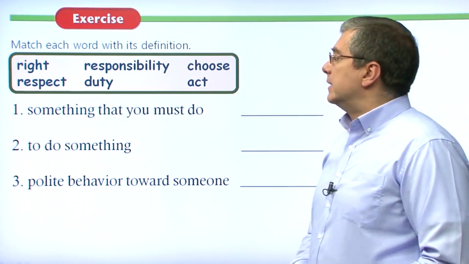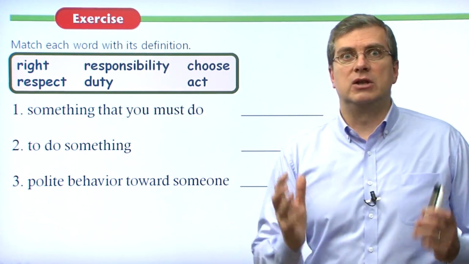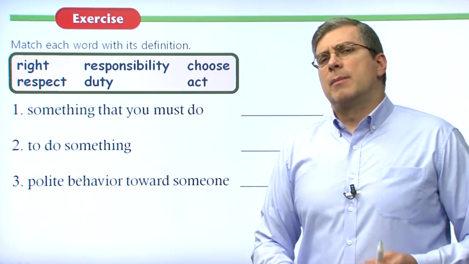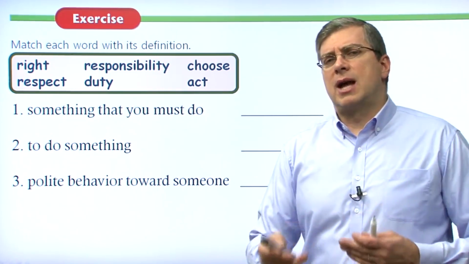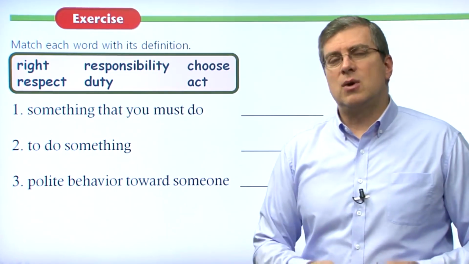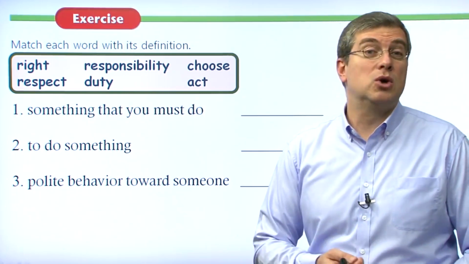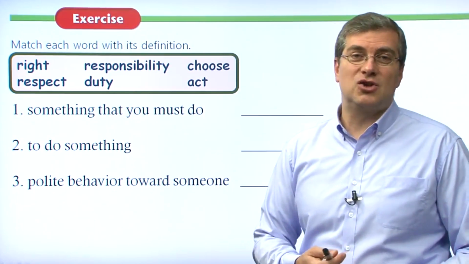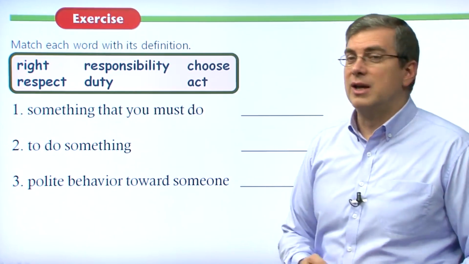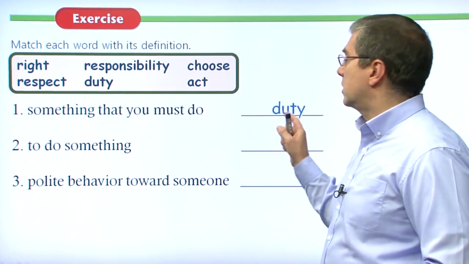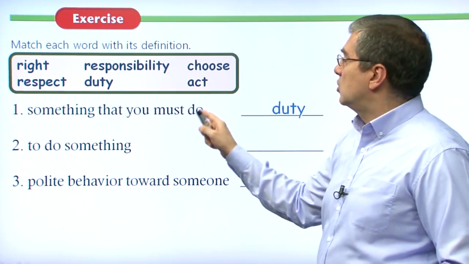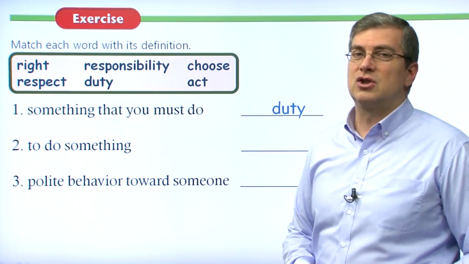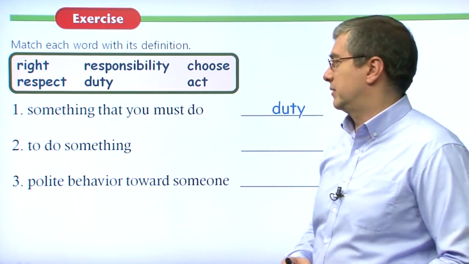Number one, something that you must do. Think about it. During your daily life, you have things that you must do. You must clean your room. You must obey your parents. You must listen to your teachers. You must study hard. What are these? These, of course, are your duties. Something that you must do, that's your duty.